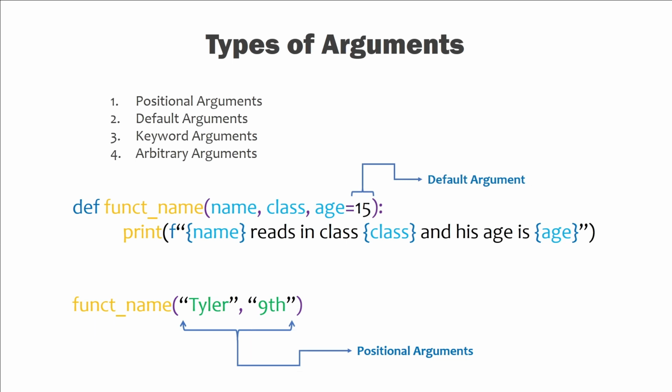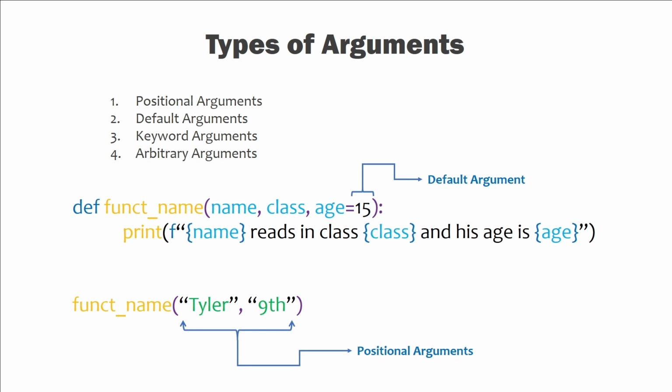So if I declare a value for a parameter during function definition, then the value will be called a default argument. So here, as you can see, I have passed 15 as an argument to the age parameter in the function definition, and thus this 15 will be called a default argument.